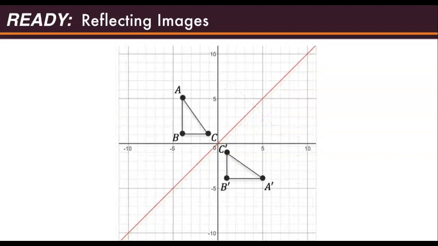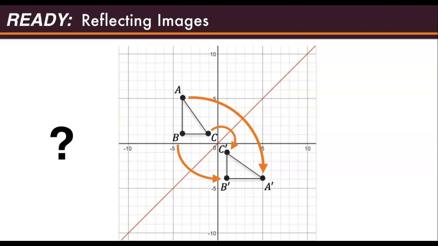Here is another example. We see that the triangle ABC is reflected over the line y equals x. How does each pre-image point compare to its corresponding post-image point? What can you generalize about reflections over the line y equals x?